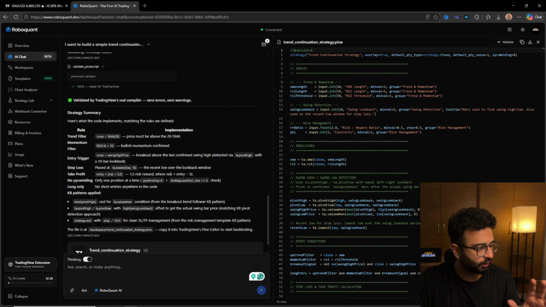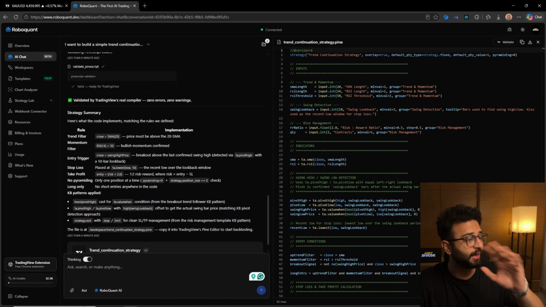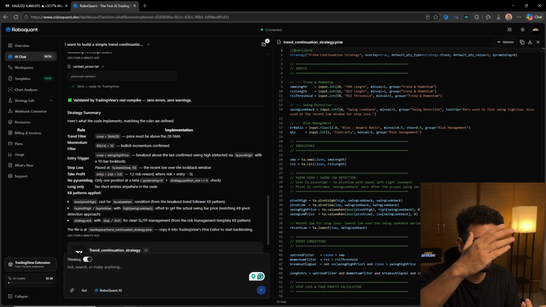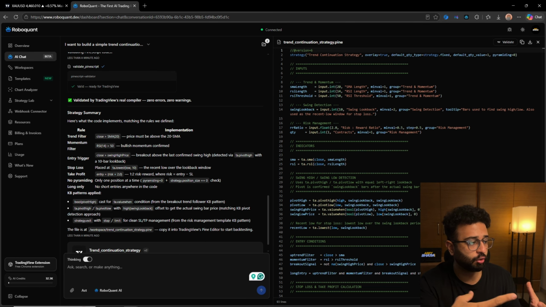Now that the RoboQuant has given the rules, this is where I want to read through like a trader. I want to check, is the entry clear? Is there a trend filter? Is the momentum filter defined properly? Is there a stop loss? Is it logical or not? Is the target clear? Is there anything that is too vague? Right? I need to check all of that.